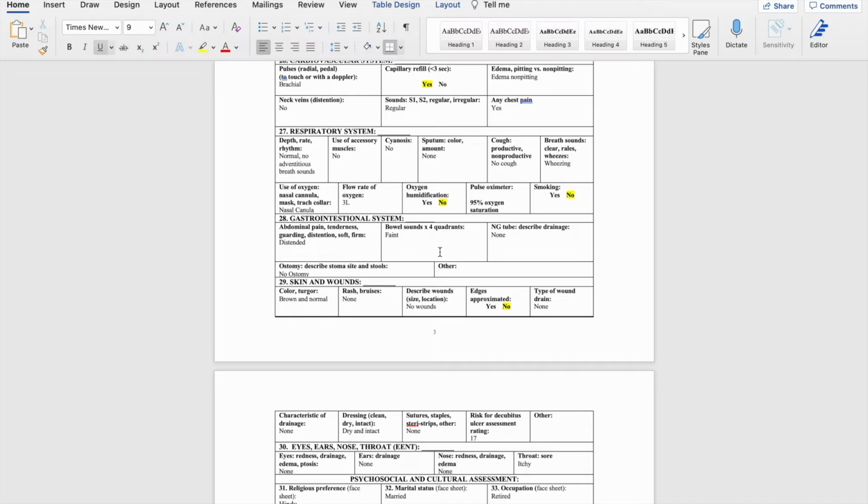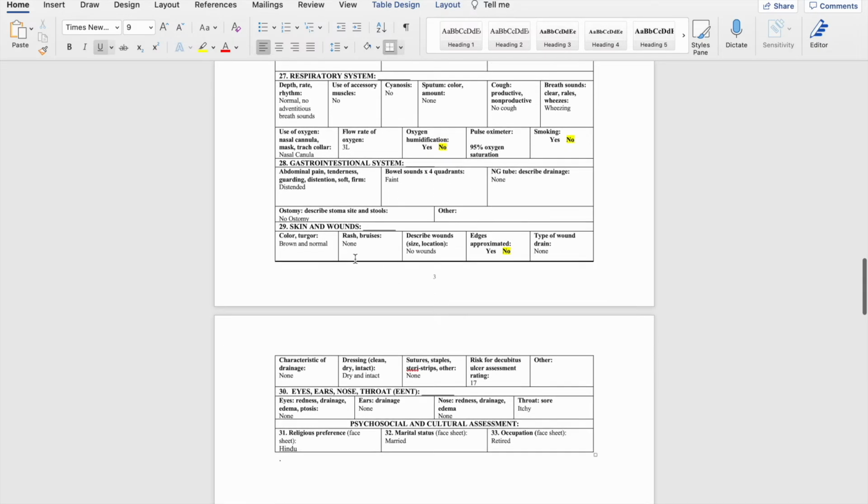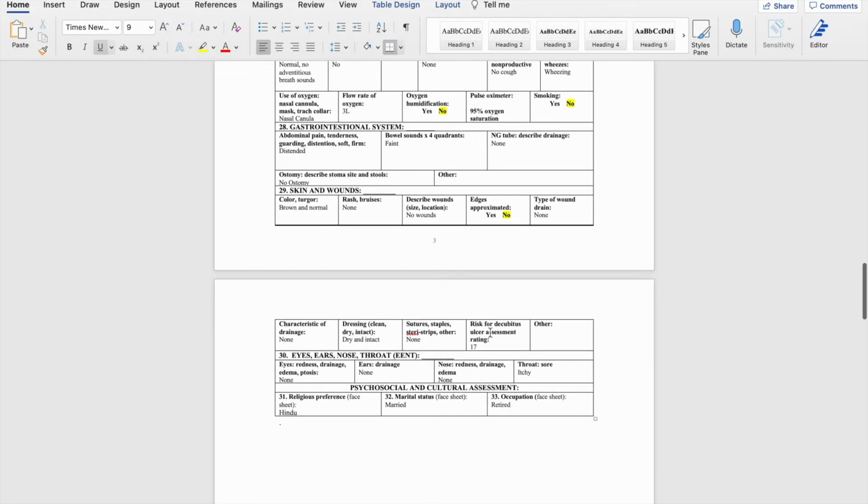Abdomen was slightly distended, faint bowel sounds. There was no NG tube, no ostomy. Her skin was brown and normal, no wounds, edges approximated. Any dressings that she had were dry and intact. And her decubitus ulcer assessment rating was a 17.